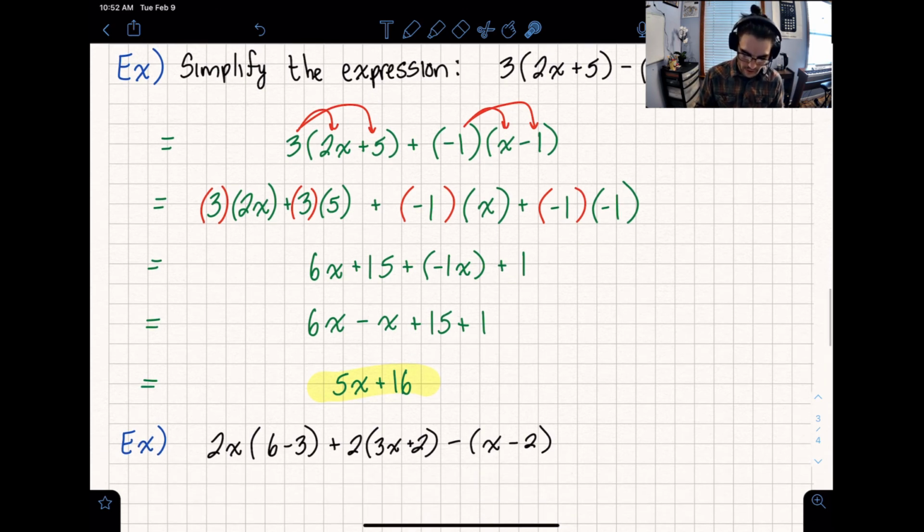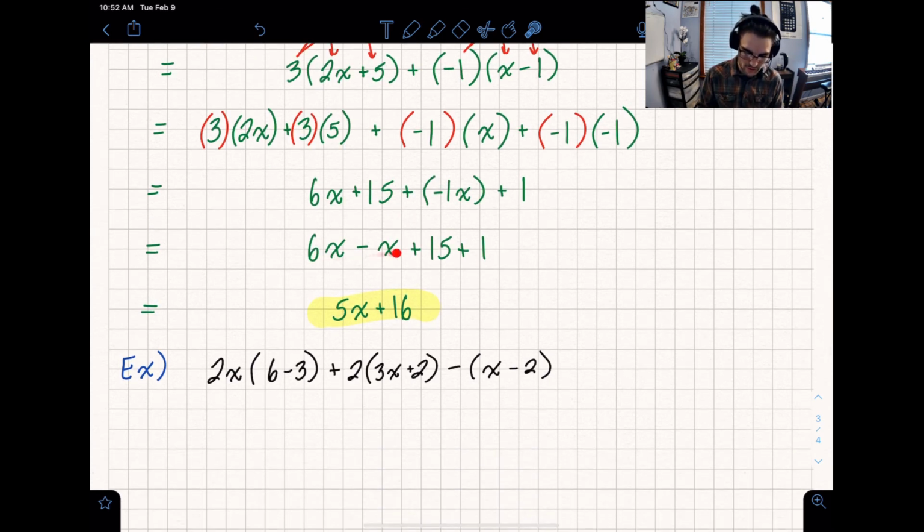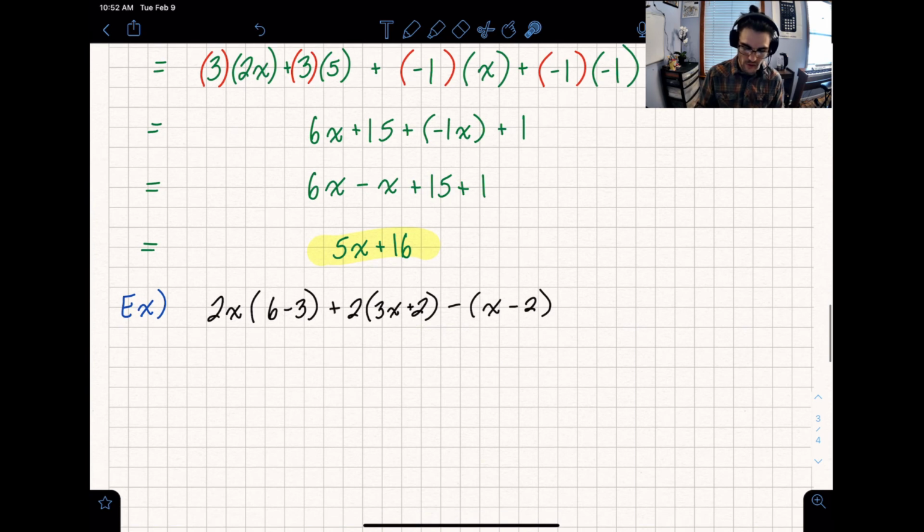Keep on simplifying, and now I just group the like terms next to each other. So the 6x I transfer down. Like I said before, we typically don't say 1x, we just call it x. Since this is -1x, I'm just going to write -x, it means the same exact thing. Bring the 15 over there, the +1. And from here, I combine my like terms. 6x minus x is 5x, 15 plus 1, 16. Final answer here.